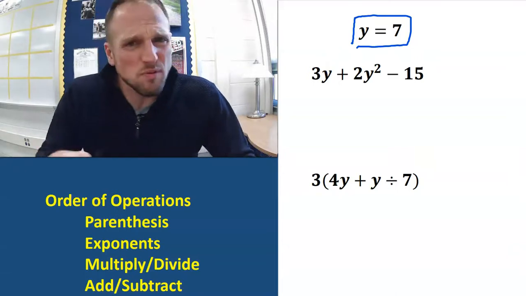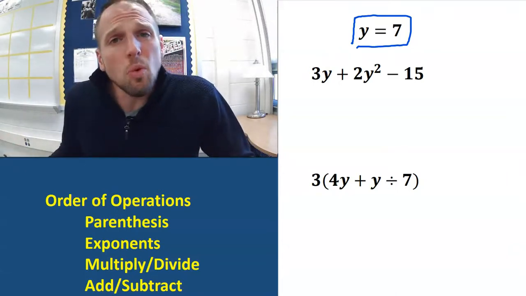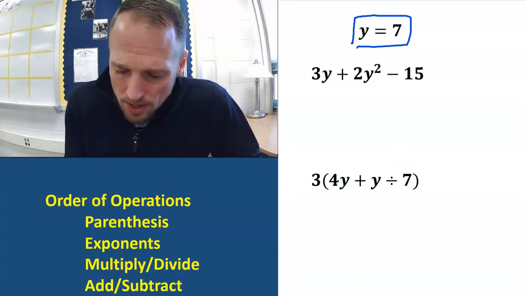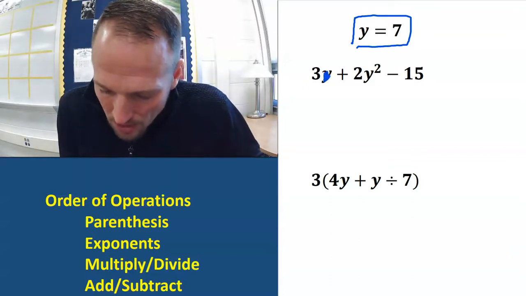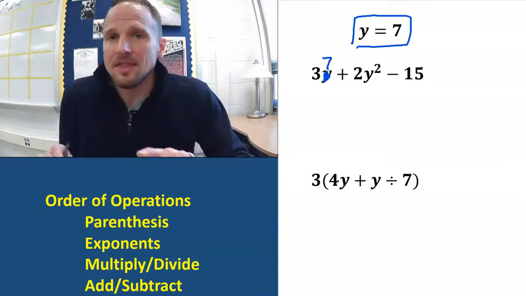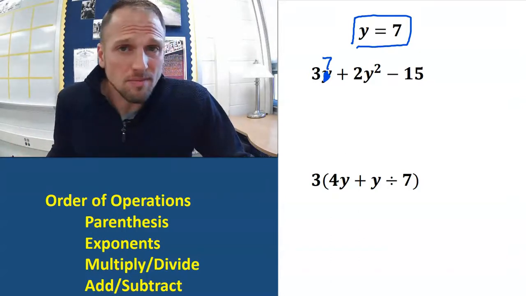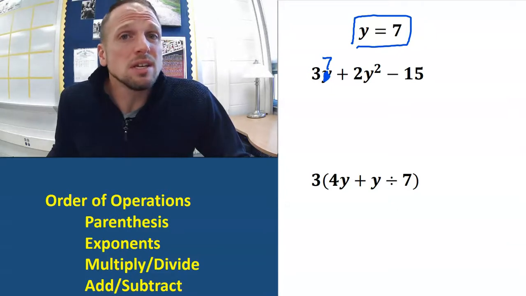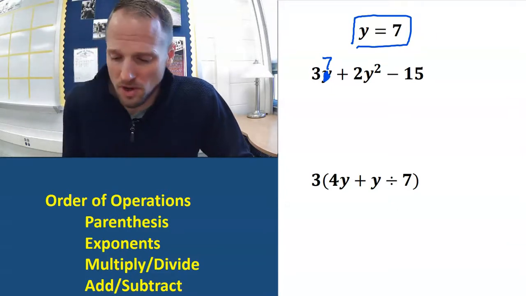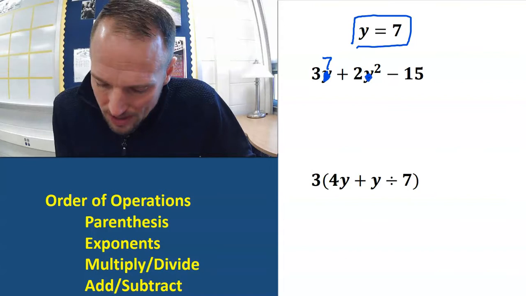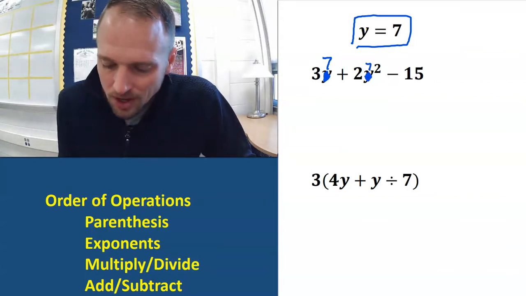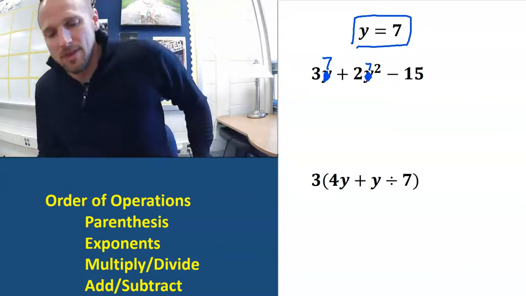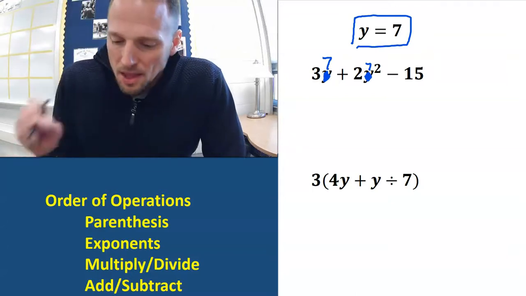Now, one thing before I do that: 3y means 3 times y. So when I erase my y and write in a 7, that does not mean 37. 3y means 3 times y, so 3 times 7 is what we're going for here. Erase the y and put a 7 in that one. Again, that's going to be 2 times 7 to the second power. So we've got it subbed in.